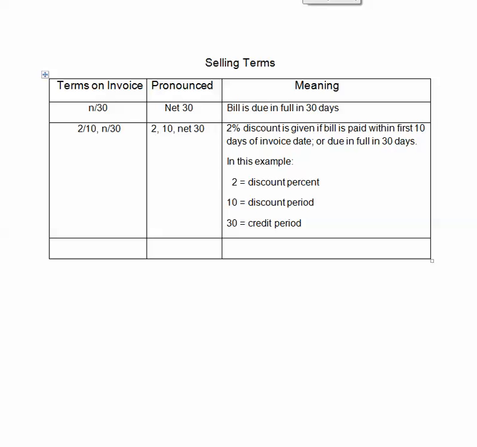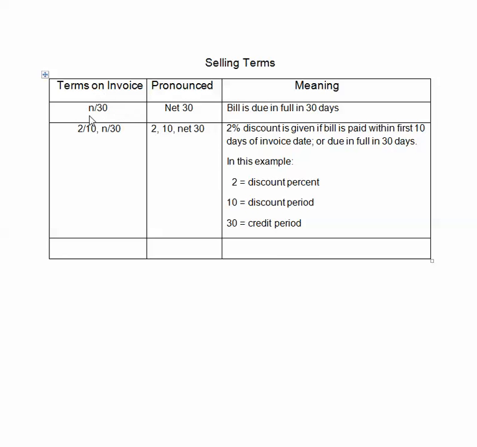In study objectives 2 and 3, we'll learn how to record journal entries for buying and selling inventory. But before we get started on the transactions and journal entries, we need to be familiar with some selling terms. So when the seller sends goods to the buyer, along with the bill will indicate when the payment is due.